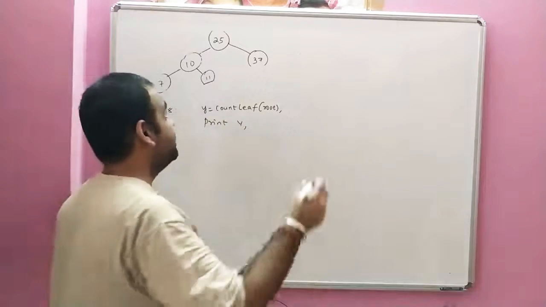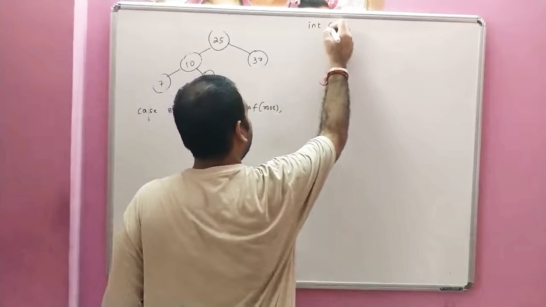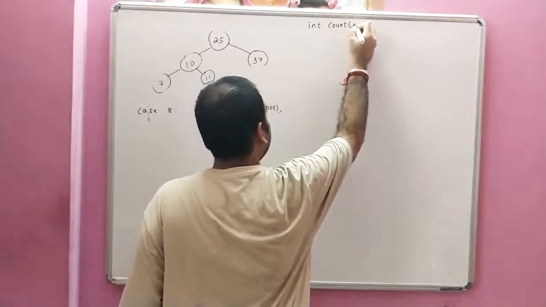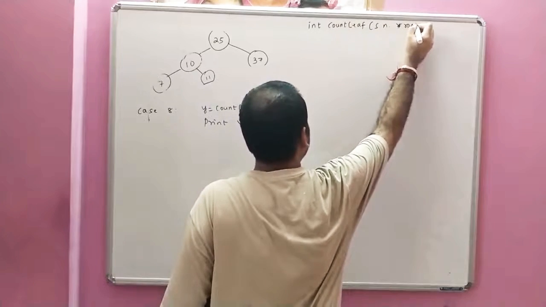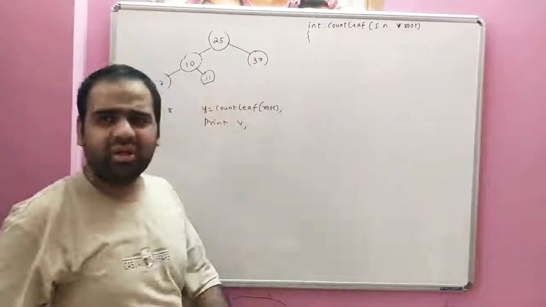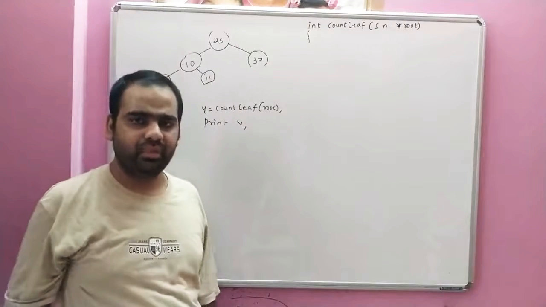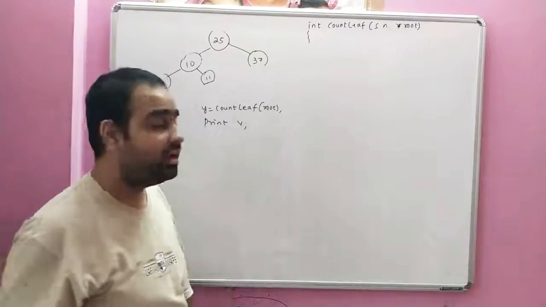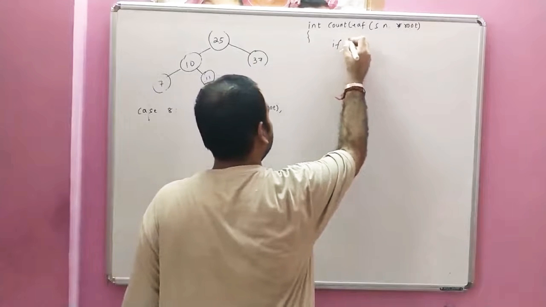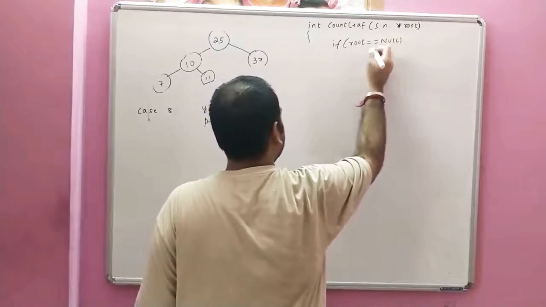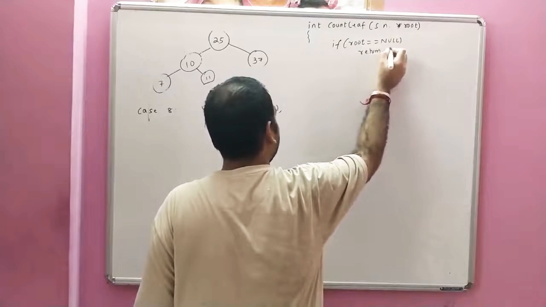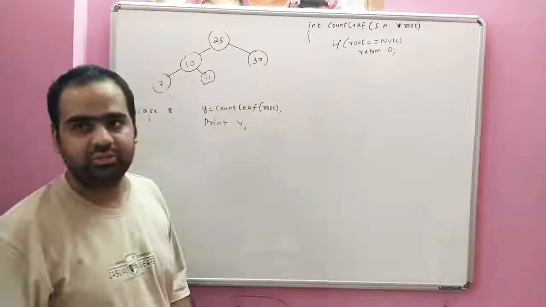Now how do we write the function? We say int, what is the function name? Count leaf. What is the first parameter? Struct node star root. Now, if suppose again the value of root is null, now tree itself is not there. How do you count the leaf nodes? That's the base condition. We say if the value of root is equal null, that means there are no leaf nodes and we return 0.